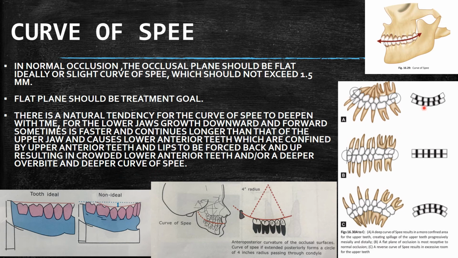Over here you can see a deep curve of Spee, which results in a more confined area for the upper teeth. This is a flat plane, and this is a reverse curve. So this is a deeper curve, this is the flat one which we actually want, and this is a reverse curve. So this is the curve of Spee, the sixth key of occlusion.